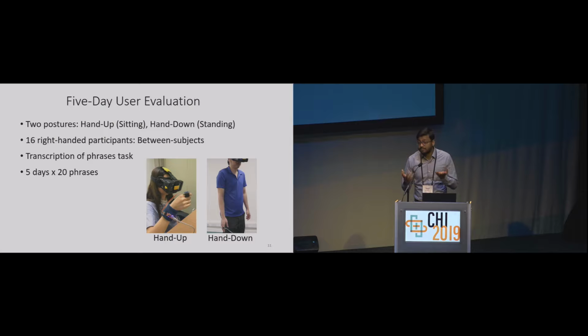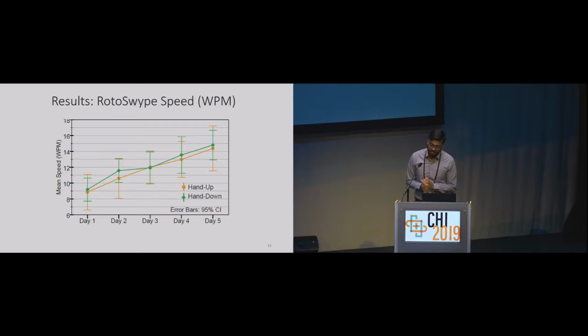Right, so the question now is, how well does this work? And so we conducted a 5-day evaluation to see the performance of both hand up and hand down postures. We had a between subjects design with 16 participants, each participant transcribing 20 phrases each day for 5 continuous days. And here are the results for speed. The y-axis shows the mean speed in words per minute, and the x-axis shows the days from 1 to 5. So the speed was about 9 words per minute on day 1, and by the 5th day, the users were able to type with almost 15 words per minute. The effect of days on speed was statistically significant.